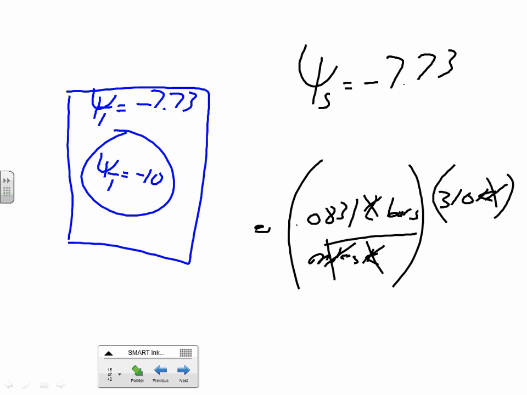What's water going to do here? Assuming neither solute can move, what's water going to do? It's going to go in. Because water always goes from higher to lower, right? Negative 7 is a bigger number than negative 10. So water would move in.